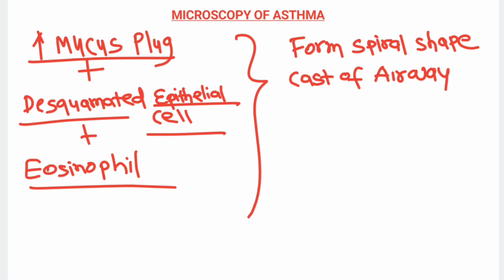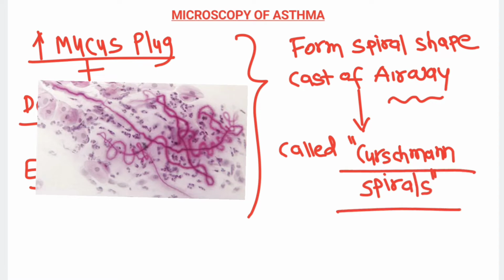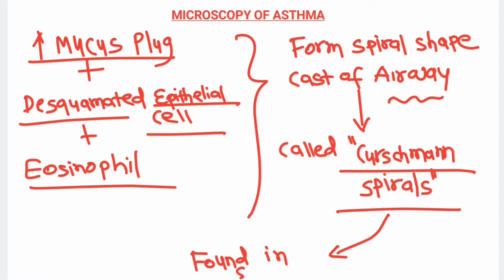A spiral mucus plug containing epithelial cells and eosinophils is known by the name Curschmann spiral, that can be seen in the sputum. It's a most important MCQ. Sometimes it can be found in sputum; if you do the sputum microscopy, then it can be seen. That's the most important MCQ.